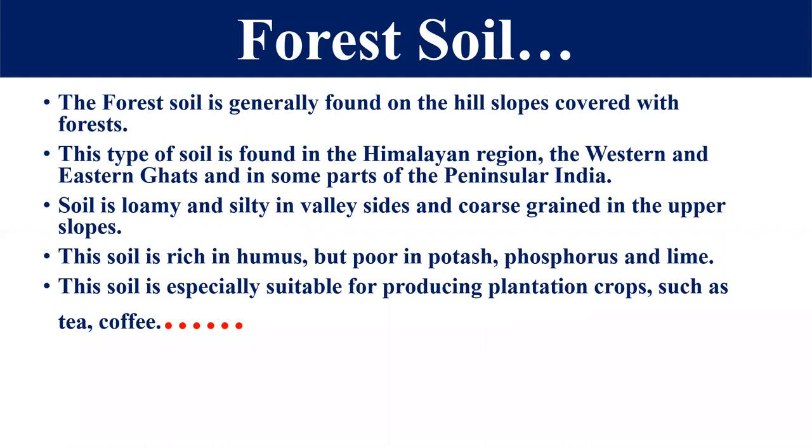So my dear student, this forest soil is mostly used for plantation crops like tea and coffee. You have already known about Assam and Darjeeling. These are the tea and coffee planting areas, and these are hilly areas, and forest soil is found in that particular area. That's why in these areas this plantation crop is grown here, right? So this is the forest soil, and we can see it as a mountain soil also.